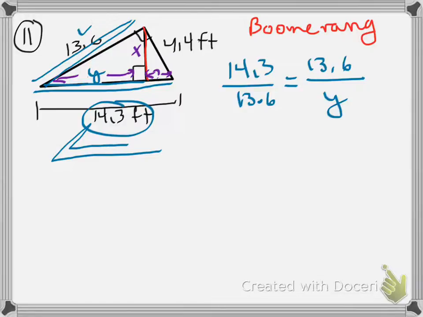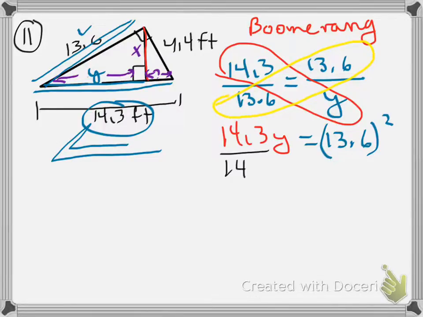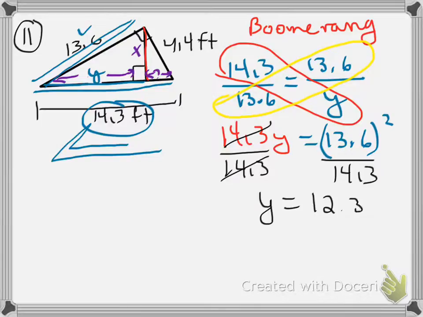It's not perfect. Okay, so I'm going to cross multiply. This here is 14.3y. Then I cross multiply that there, and I'll write that as 13.6 times 13.6, which is 13.6 squared. Then I have to get y by itself, so I'm going to divide by 14.3 on both sides so that these cancel out here, and I'm left with y. I end up getting that is about 12.93.